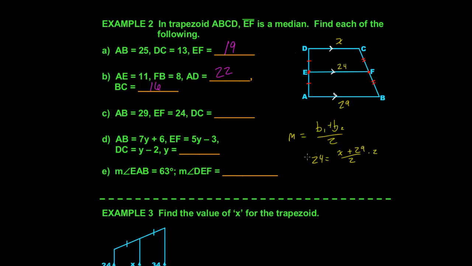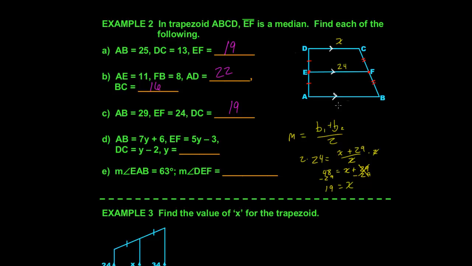Alright, to work this out, multiply both sides by 2. That will cross out here and here. Leaves us 48 equals x plus 29. Subtract 29 from both sides. We'll get a cancel out on this side. And over here, looks like we are left with 19 equals x. Hey, there we go. So now DC equals, we just solved it, 19.